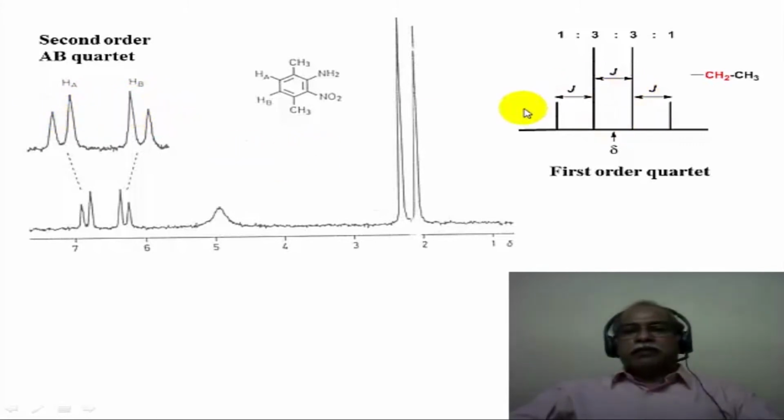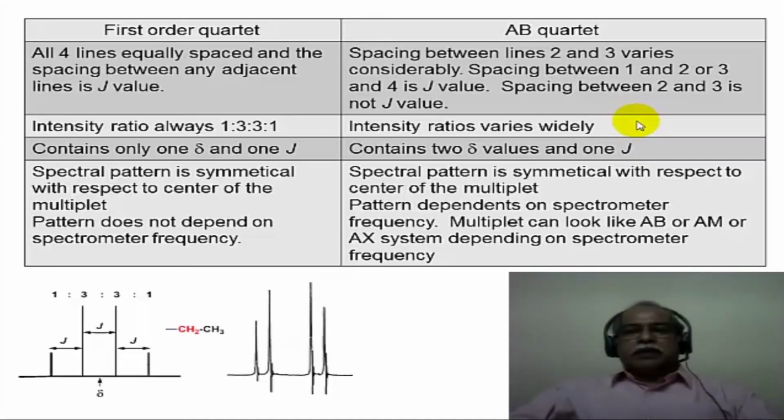In the case of a simple first order spectrum, the intensities are predictable. It should be 1:3:3:1, and the gap between any adjacent line would be identical, and that represents the J value of the CH2 CH3 coupling in this particular case. So one should not confuse the second order AB quartet with a simple first order quartet. The differences are highlighted in this particular table.